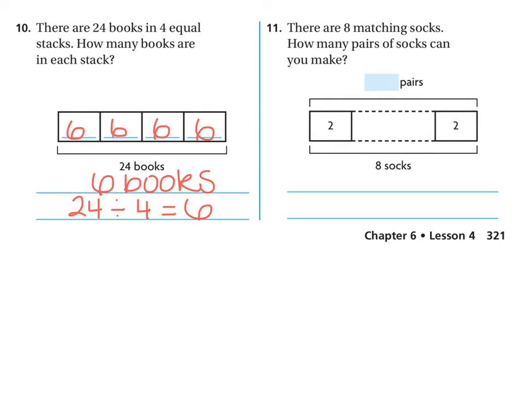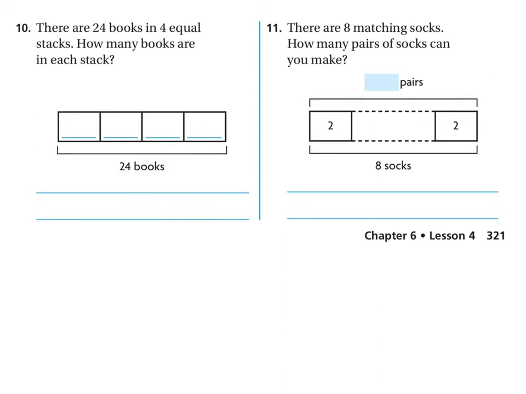First, you needed to complete the bar model to show 6 in each stack. Then you needed to write your answer, 6 books, followed by the division equation that represents the bar model. 24 divided by 4 equals 6. If you did not get that and you need to hear how we arrived at those answers, please continue to listen. If you did get that for number 10, you may fast forward to number 11.